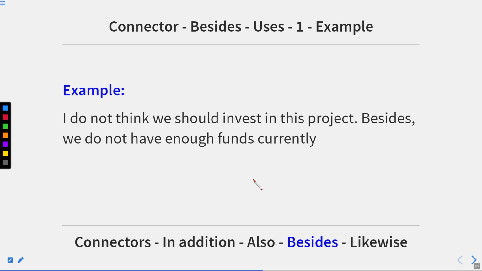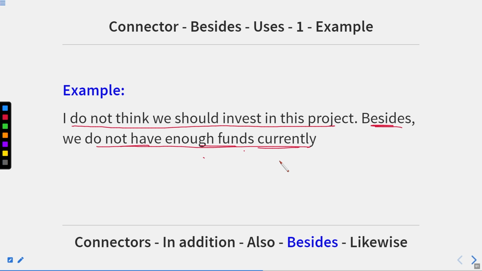For example, I do not think we should invest in this project. So this is the statement. Besides, we do not have enough funds currently. So in this, we can see the thought of a person that he does not want to invest in this project. Besides, one more piece of information is that we do not have enough funds currently. So as we use in addition to, or the word in addition, when we talk more about something, we use besides.